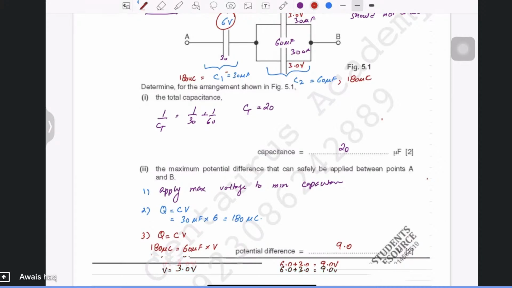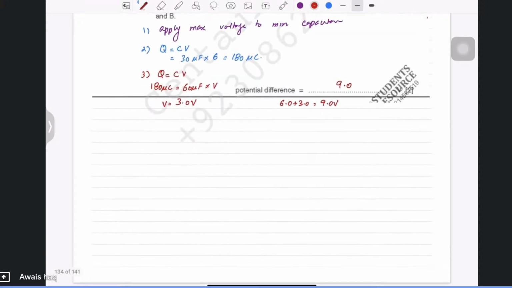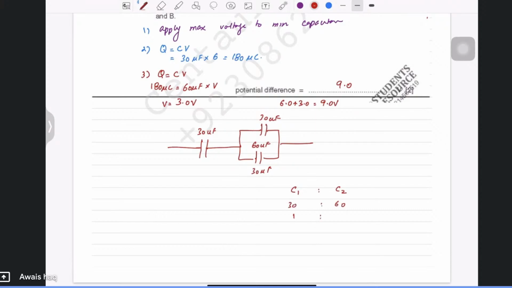Now, there is an alternate method to this as well. The alternate method is, I'm going to show you this. And if you like that method, you can do it, but it's not necessary. So you got 30 here, you got 30 here, farads, and you got 30 here. And total is 60 microfarad because they're in parallel. So you can make a ratio. You can say combination 1 ratio combination 2 is 30 ratio 60. So you get 1 ratio 2. Do you guys understand this?